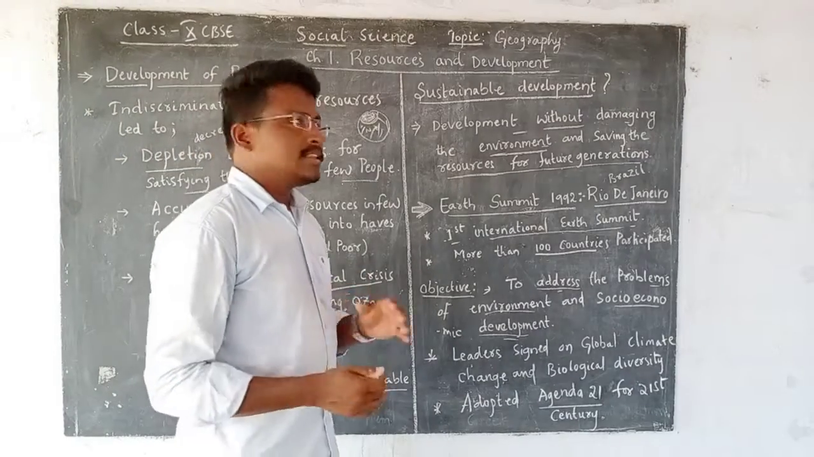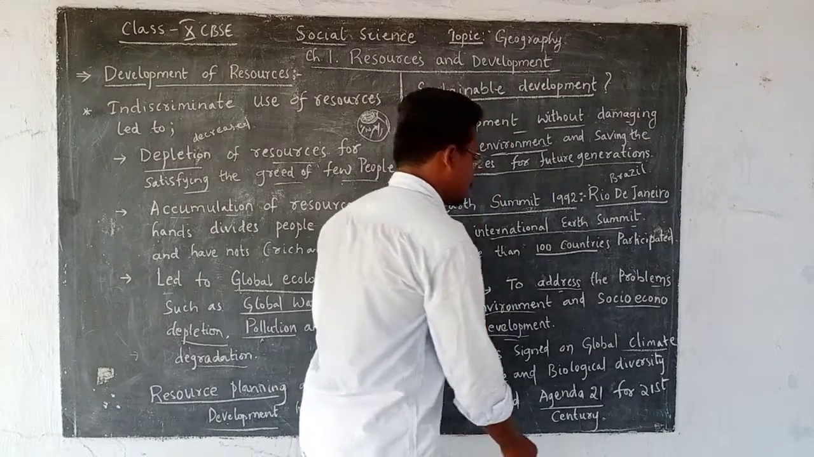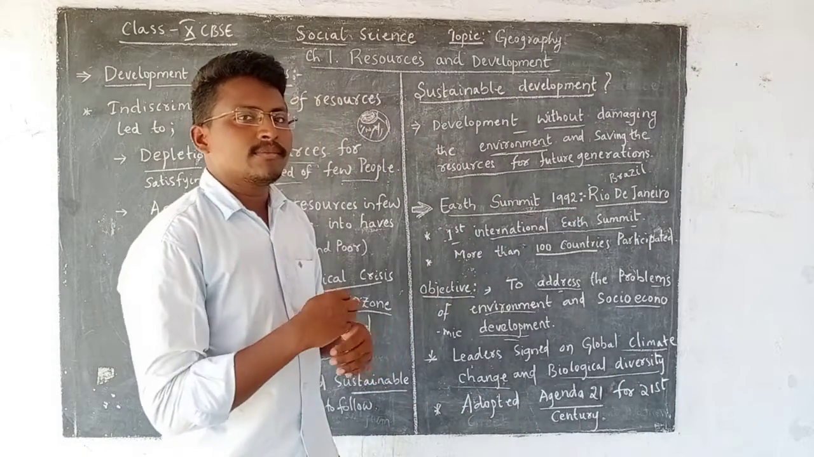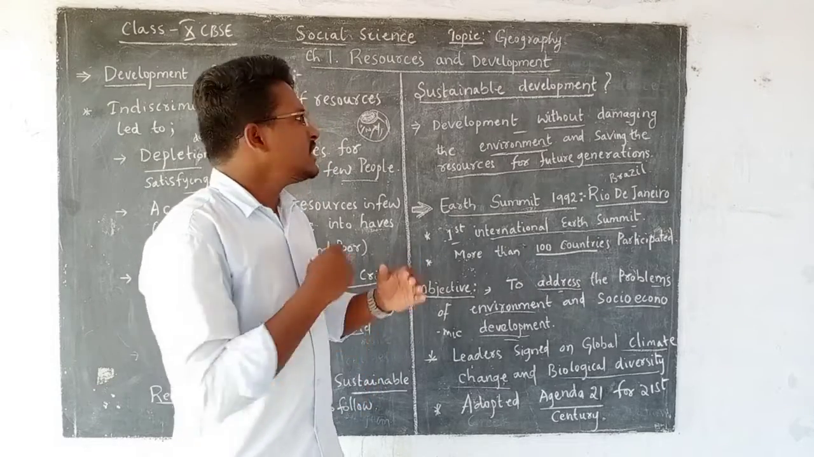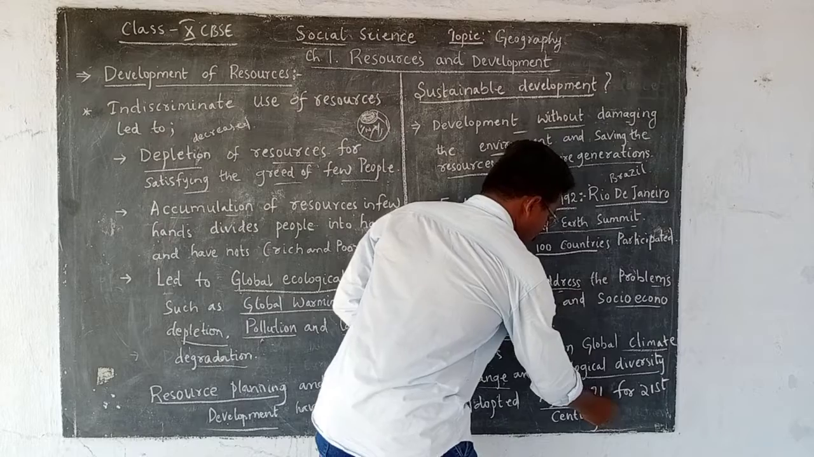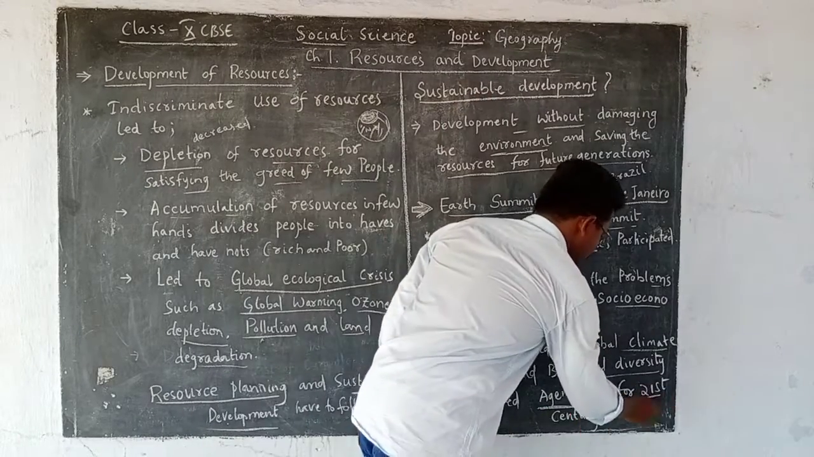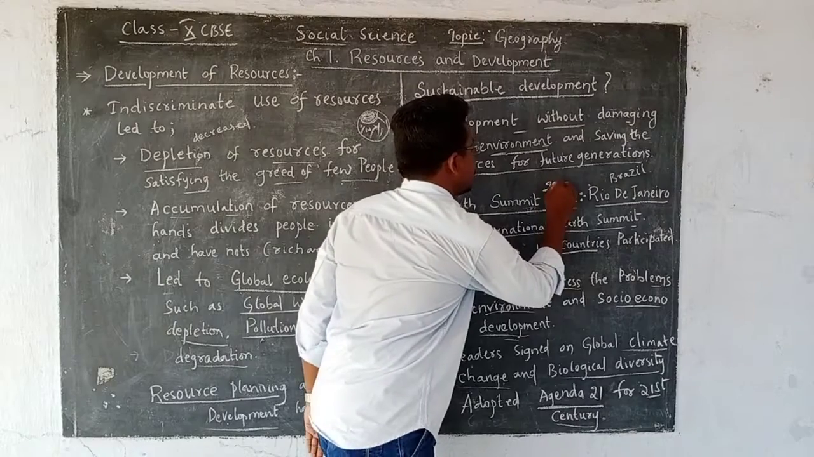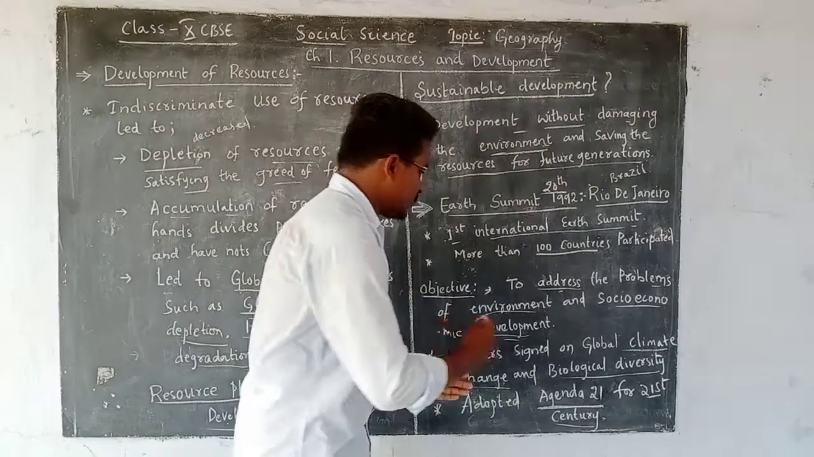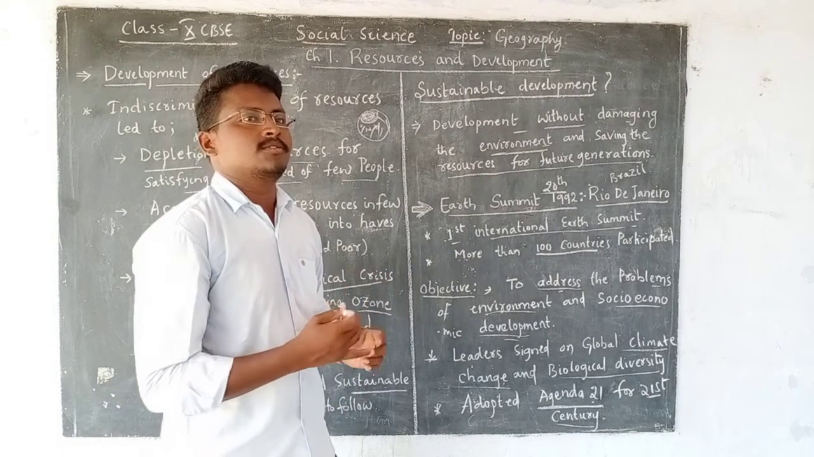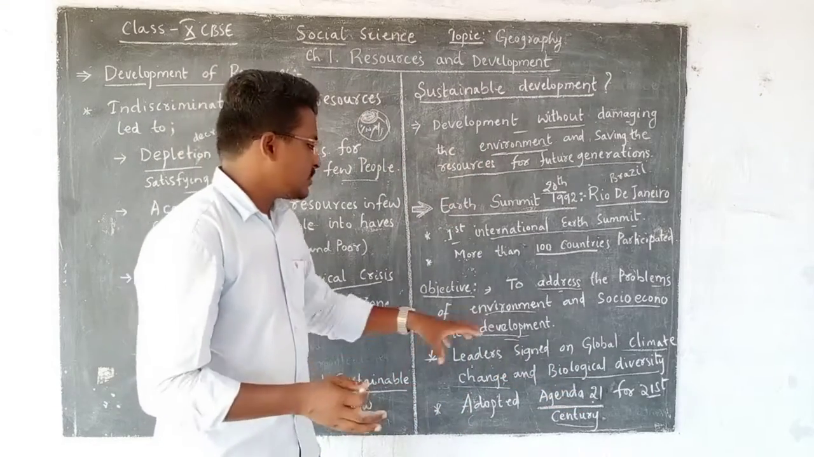Then all these more than 100 countries signed an agreement on global climate change as well as biological diversity. Global climate change means how the climate is changing, and what kind of measures we should take in order to prevent this climate change. Then in that Earth Summit itself, they also adopted something known as Agenda 21 for achieving sustainable development in the 21st century. So this summit happened in the 20th century, but they adopted certain measures for the 21st century. In the next lecture, we will see what this Agenda 21 is and what objectives were taken in it.